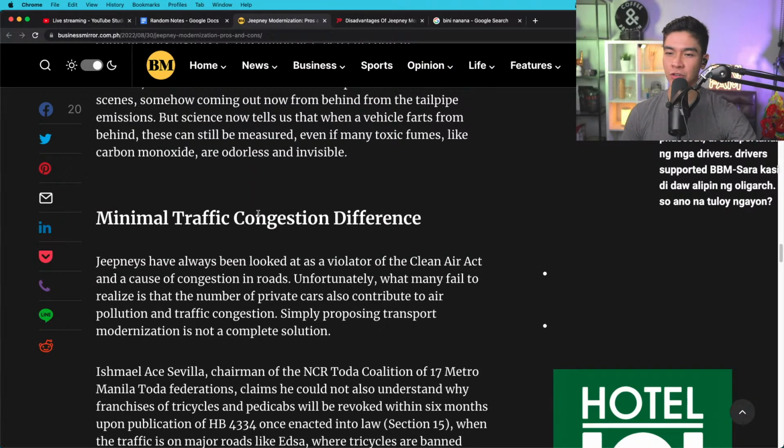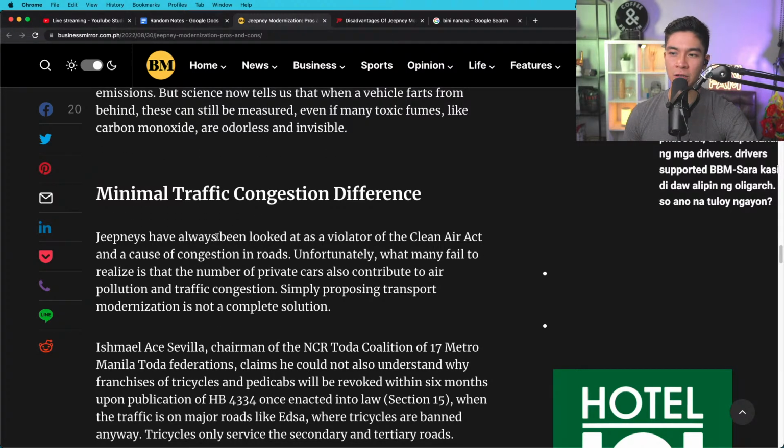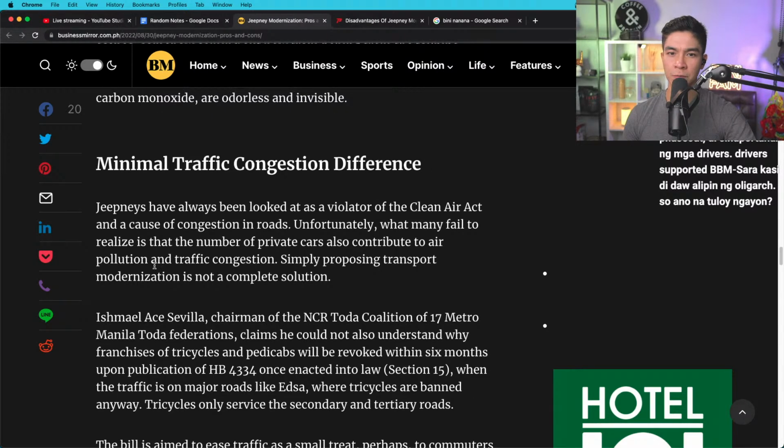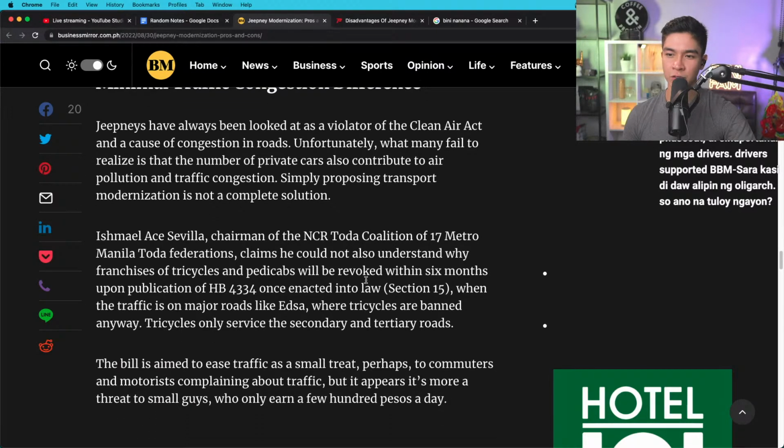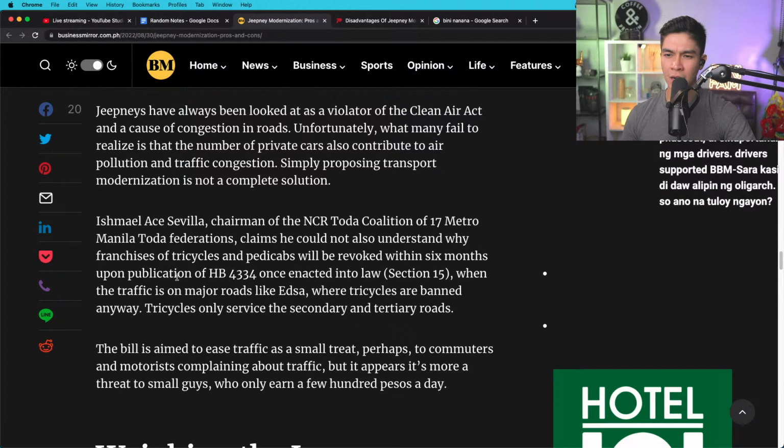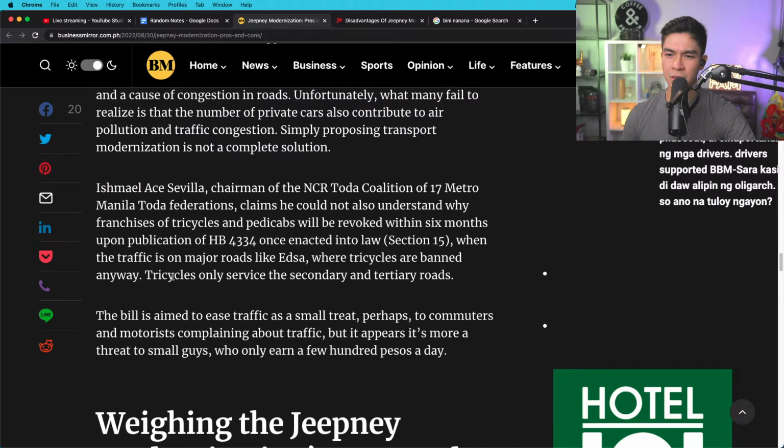Minimal traffic congestion difference. Jeepneys have always been looked at as a violator of the Clean Air Act and cause of congestion in roads. Unfortunately, what many fail to realize is that the number of private cars also contribute to pollution and traffic congestion. Simply proposing transport modernization is not a complete solution. The bill is aimed to ease traffic as a small treat, perhaps to commuters and motorists complaining about traffic, but it appears it's more a threat to small guys who only earn a few hundred pesos a day.